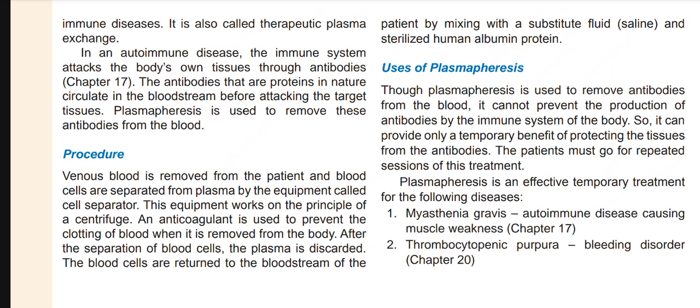After the separation of blood cells, the plasma is discarded and the blood cells are returned into the bloodstream of the patient by mixing a suitable fluid or saline and sterilized human albumin protein.